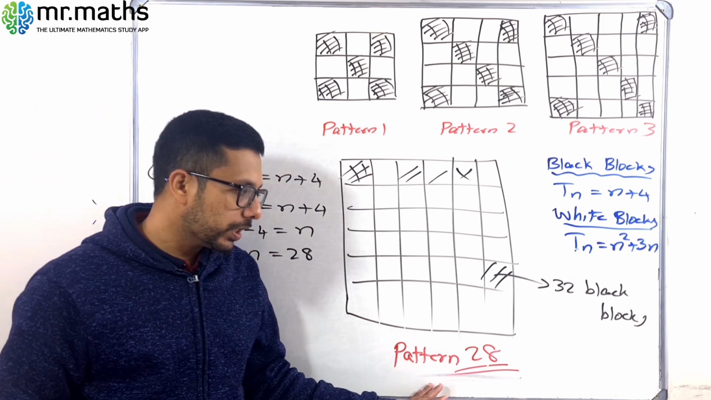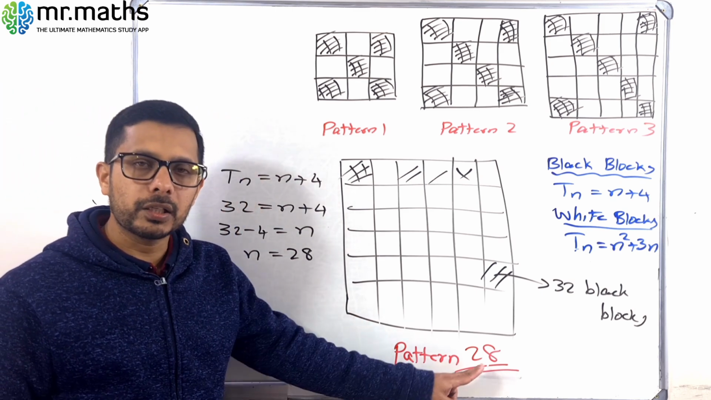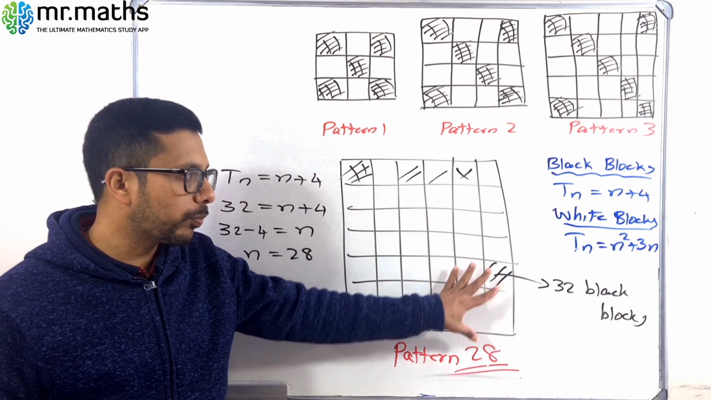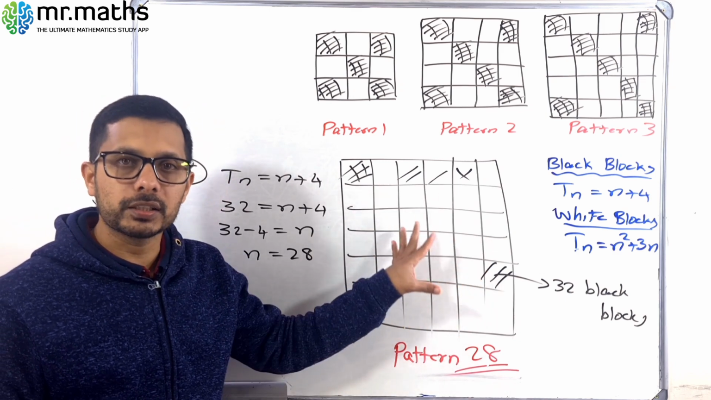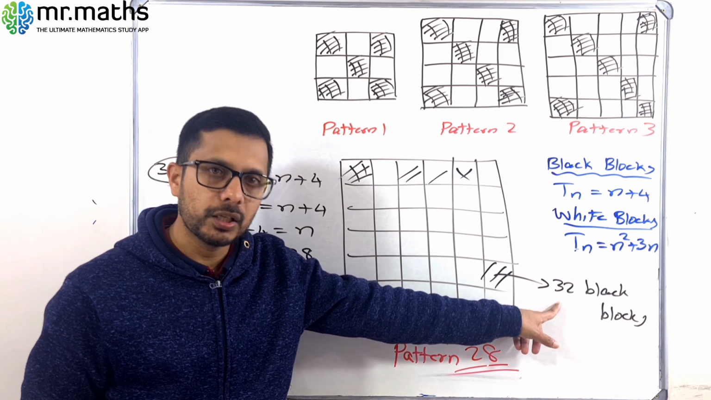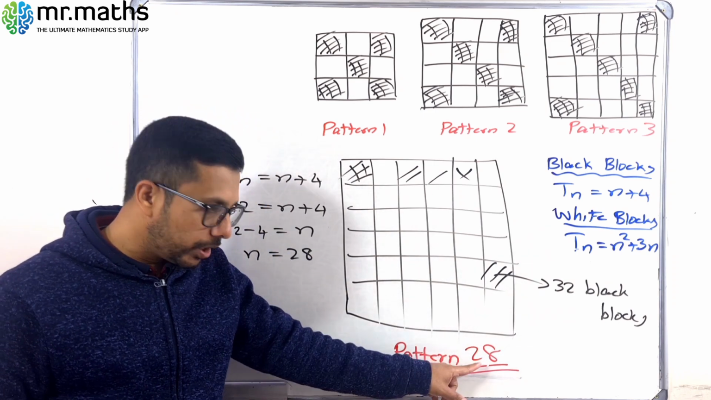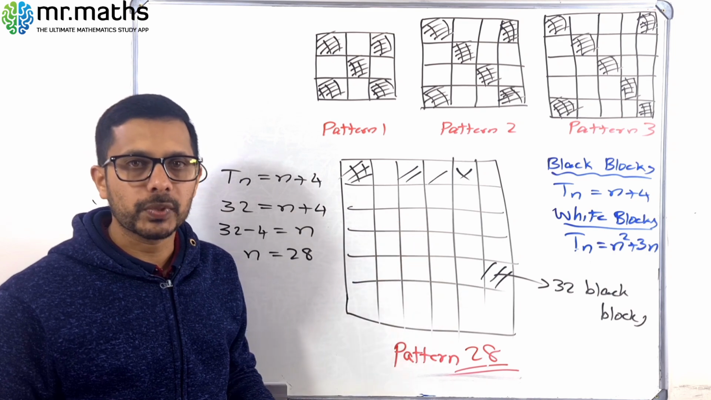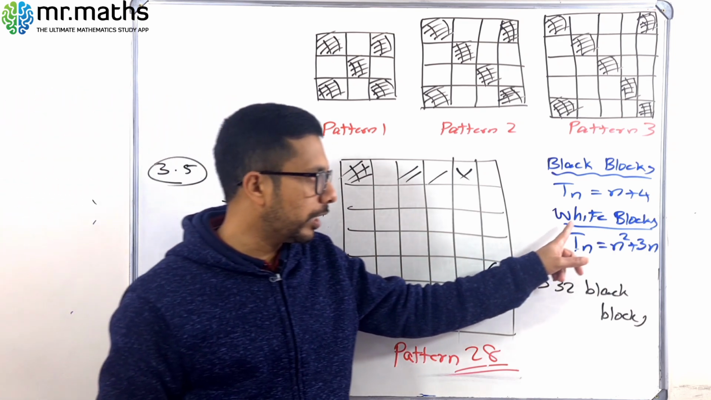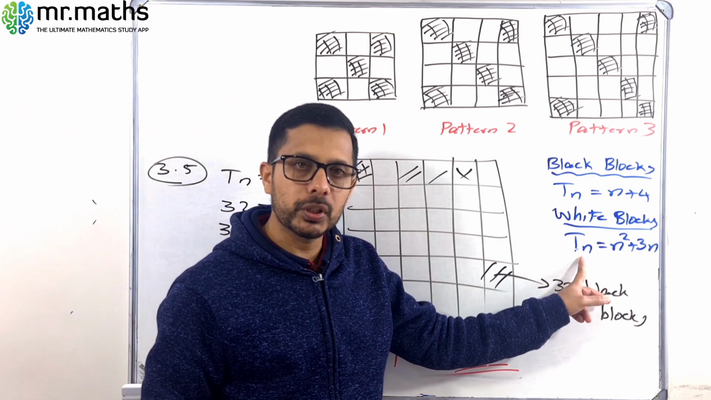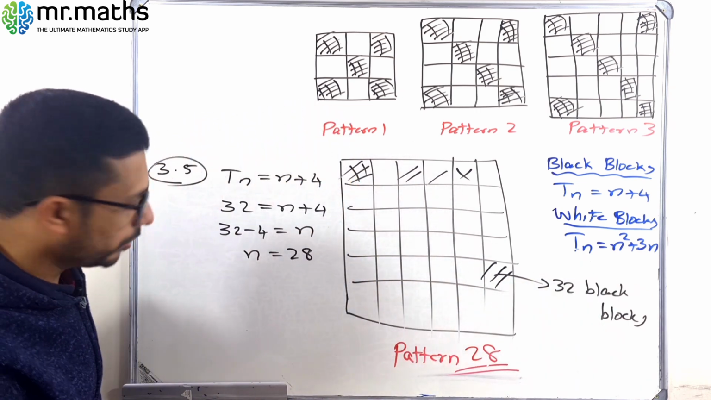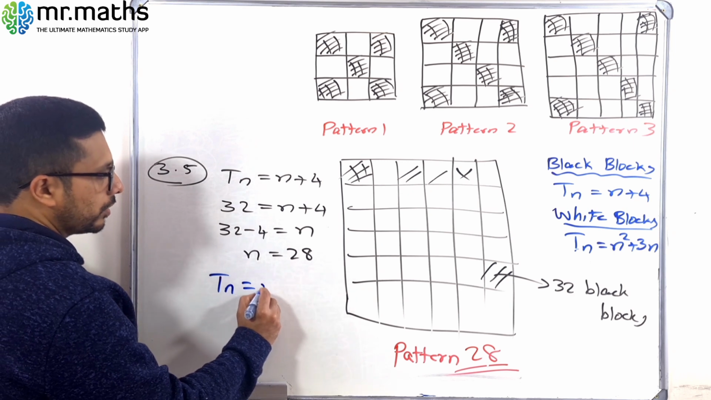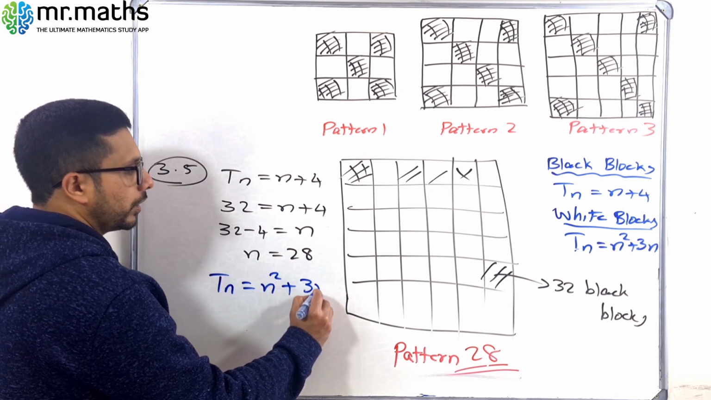Now we got the pattern number: the 28th pattern, with 32 black blocks. So in this 28th pattern, how many white blocks are there? That is the question. So what is the white blocks general equation? Tn is equal to n square plus 3n.